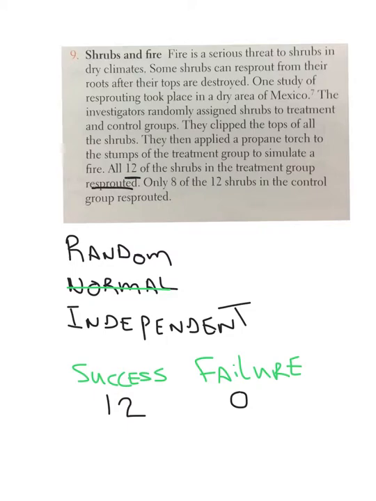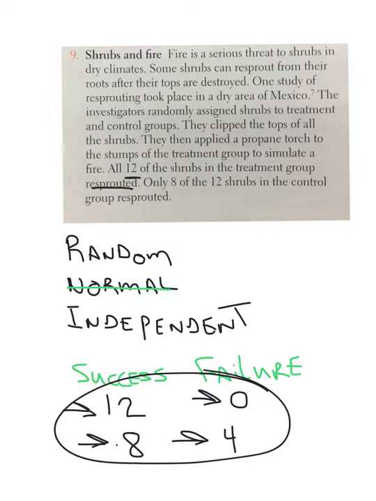Let's look at the next one. 8 out of 12. So we've got 8 successes and 4 failures. Neither one of those is 10. If you did the proportion times the sample size, you would come out with the same numbers. So one way to think about it is successes and failures. 3 out of these 4 numbers are less than 10. Not going to work.